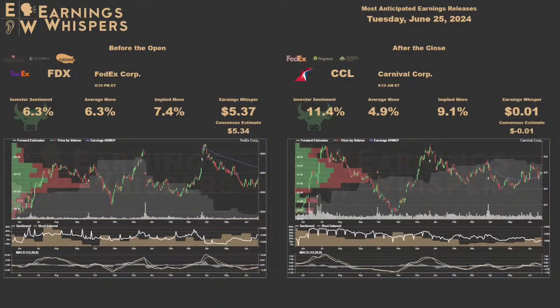FedEx will be the focus on Tuesday. The company has had weak trends, but has been able to improve margins. There has been little evidence that trends have changed, but the question of margins after losing its deal with USPS will be a focus. Before FedEx reports, we'll get results from Carnival. So far, travel has remained strong, but it has been a little while since we've gotten any hard data.